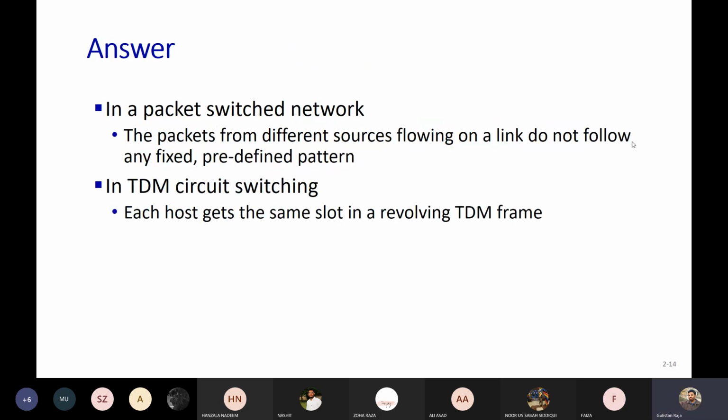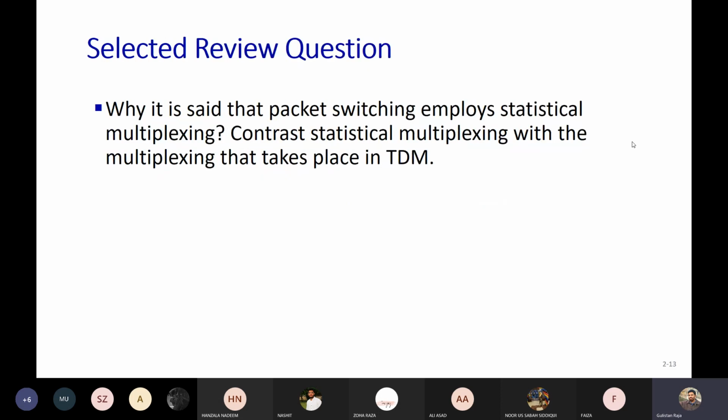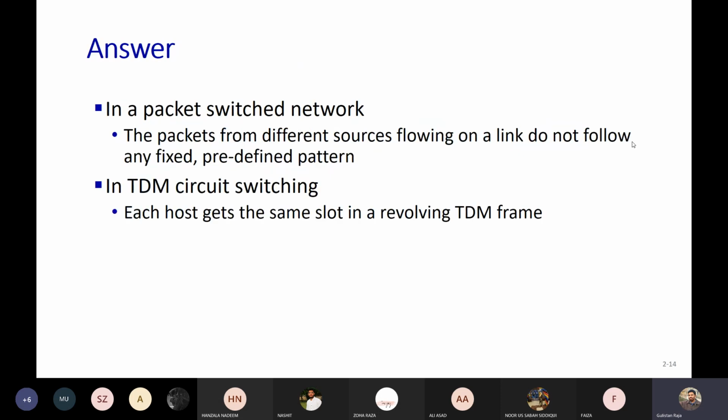Statistical multiplexing means that if you recall time division multiplexing, each host gets the same slot in the TDM frame. Okay, each host gets the same slot in TDM. But in statistical multiplexing, packets from different sources flowing on a link do not follow any fixed predefined pattern.